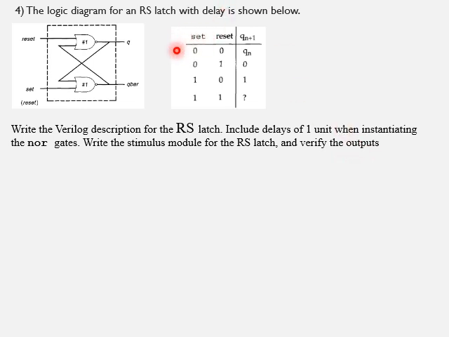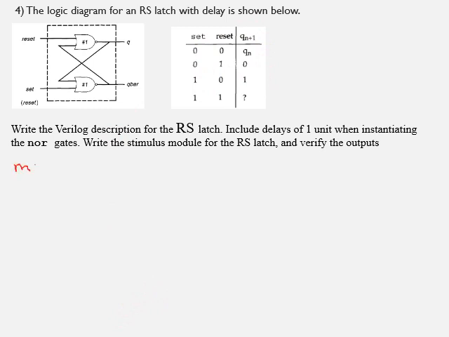This is the truth table for the RS latch. When set and reset inputs both are 0, 0, output is same as the previous output. So Qn plus 1 is equal to Qn. For 0, 1, the output is 0. For 1, 0, output is 1 and for 1, 1, it is undefined. Okay. So we'll proceed to write the gate level program.